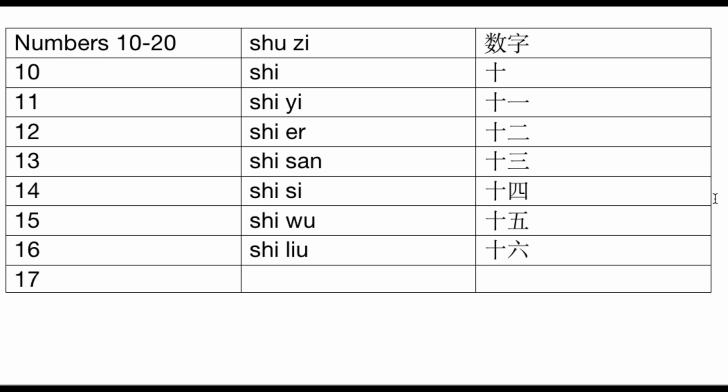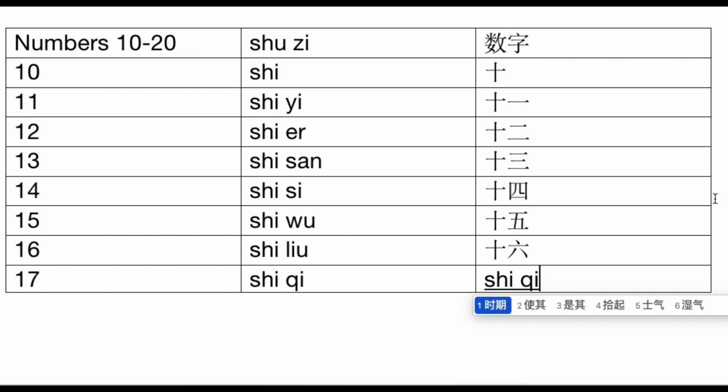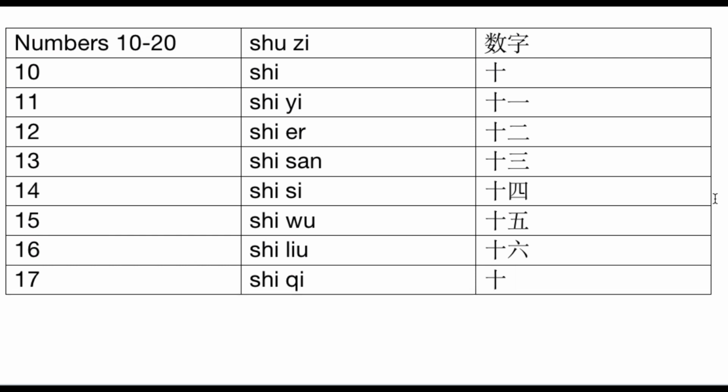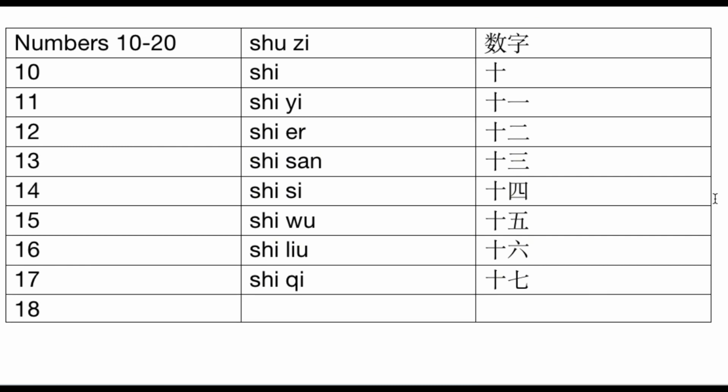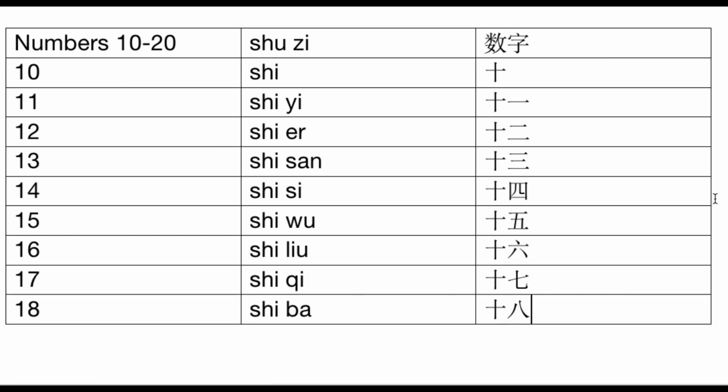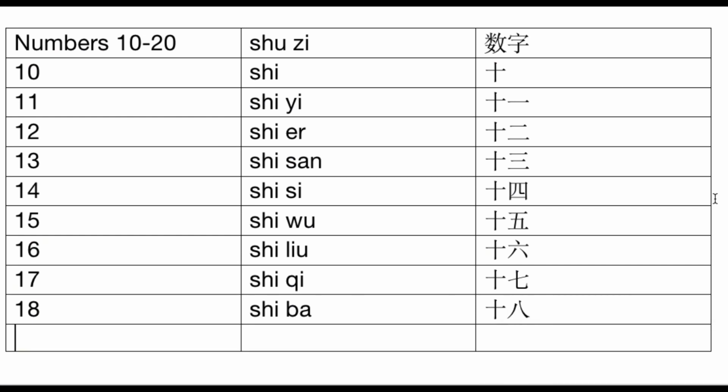Now 17. 17 is 十七, 十七. Next one is 18. The number 18, we say 十八. 十八 means 18.